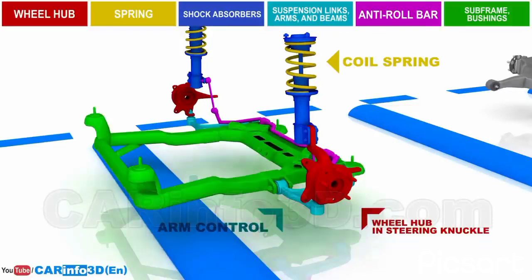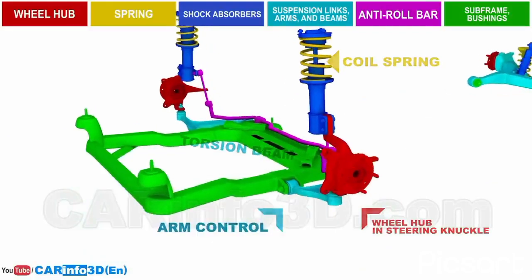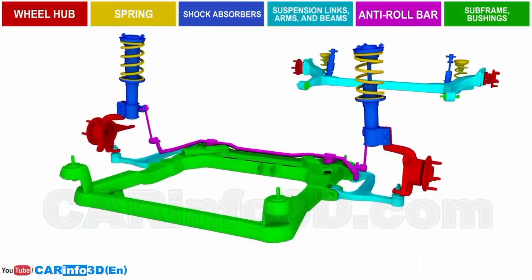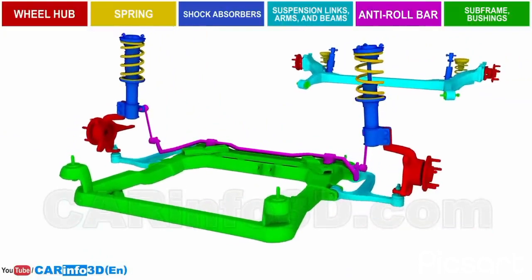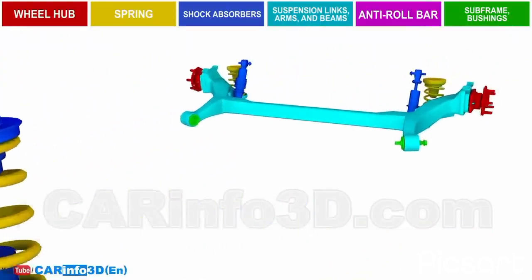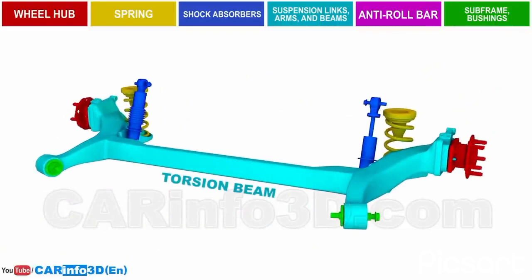The subframe and bushings. The front bar of the suspension system uses McPherson struts, which are very popular among car manufacturers. On the rear axle, we can see a semi-independent suspension with a torsion bar.